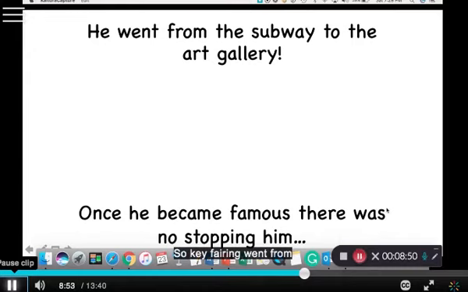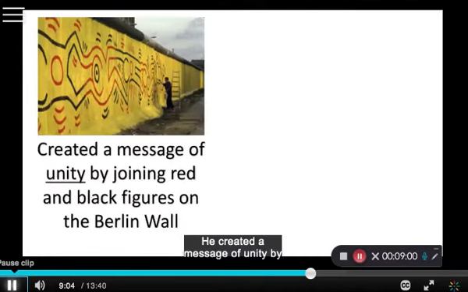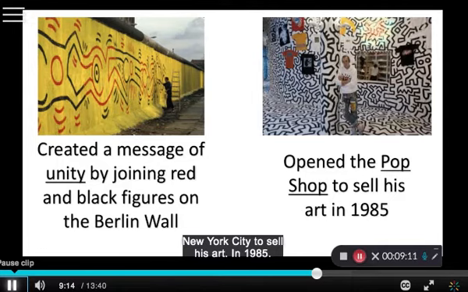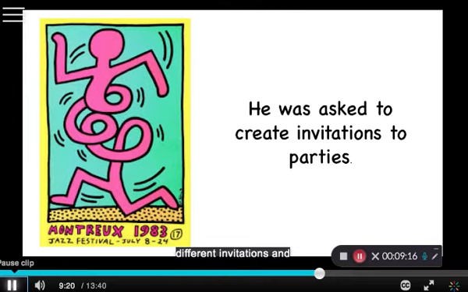So Keith Haring went from the subway to the art gallery, and once he became famous, there was no stopping him. He created a message of unity by joining red and black figures on the Berlin Wall. He even opened up a pop shop in New York City to sell his art in 1985. He was asked to create invitations for parties. He created the famous Radiant Baby.